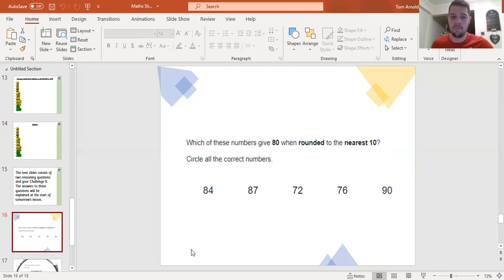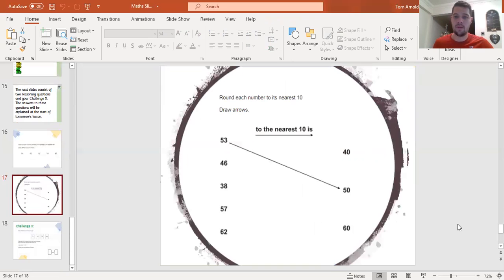So there's question 1. Question 2 says round each number to its nearest 10. I've got 5 numbers to round and only 3 multiples of 10. So you can draw more than one line to 40, 50, and 60 if that's where it rounds to.